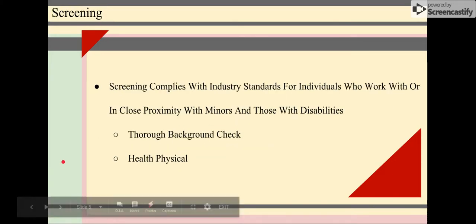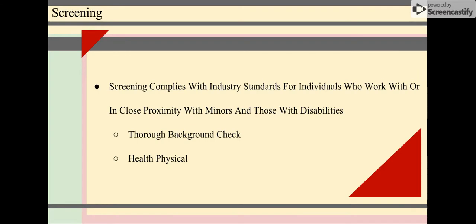For screening, we go with the industry standards, where we have a health physical and a thorough background check, because we work in close proximity with minors and individuals with disabilities. So we want to make sure we're taking care of that.